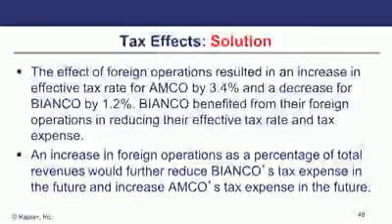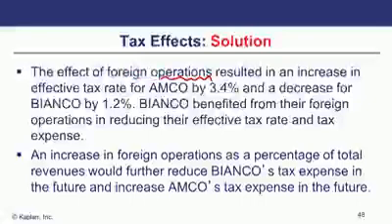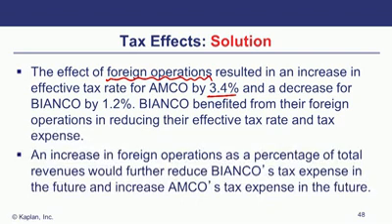Okay, so look, the effect of foreign operations resulted in an increase in the effective tax rate by 3.4, indicating for AMCO its foreign operations are operating in higher tax rate regimes, but a decrease in the effective tax rate for Bianco, indicating its foreign subsidiaries are operating in lower tax rate regimes.